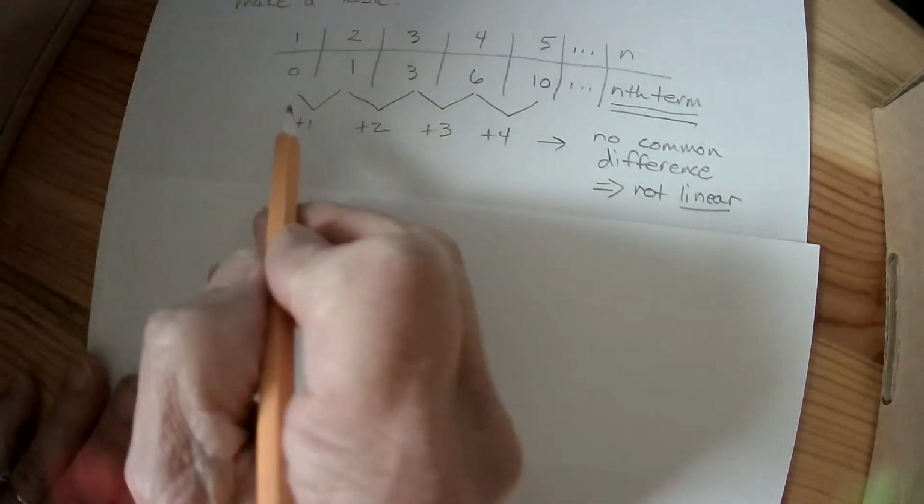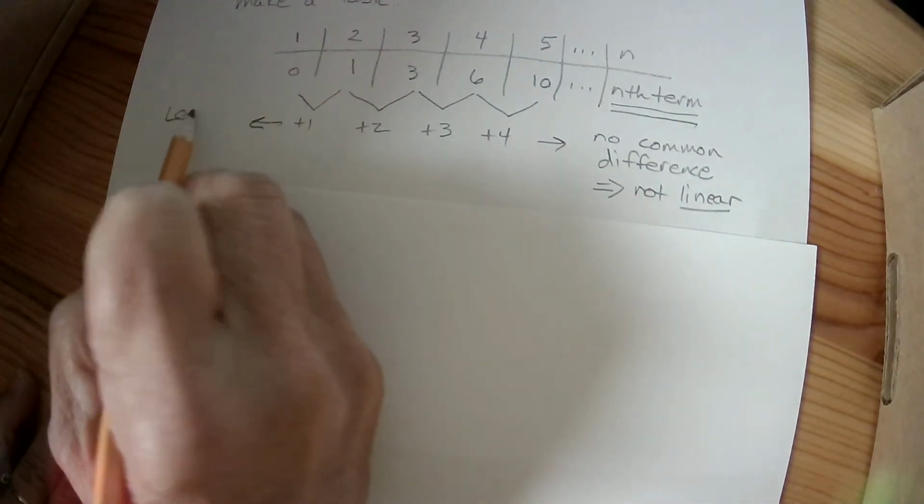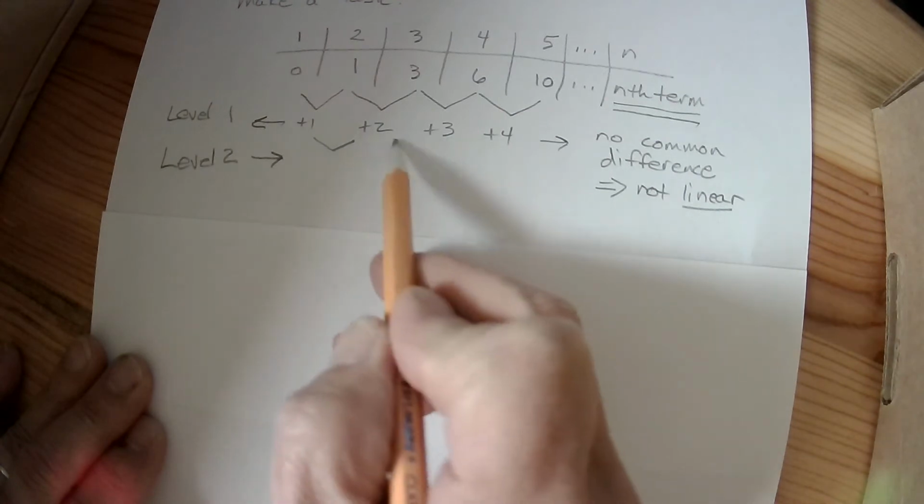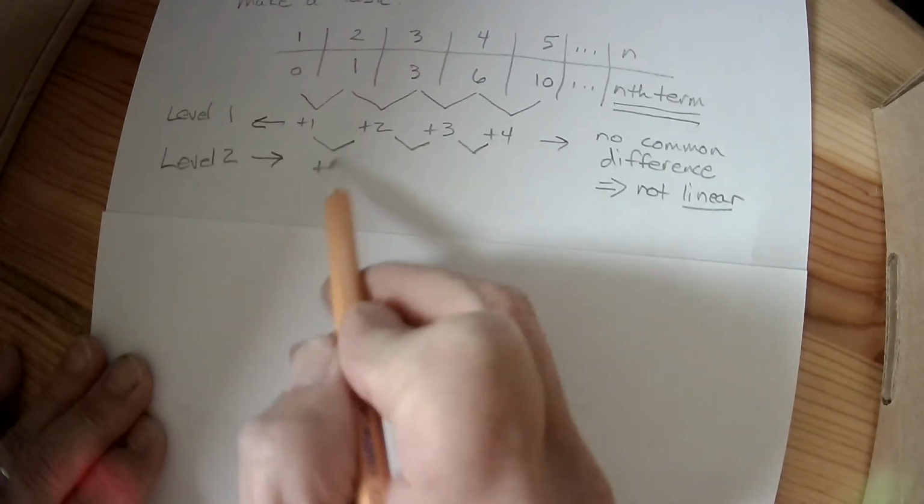Okay, so what do we do now? Well, I call these level 1 differences. If the level 1 differences are not the same, I look for the next level. So now I want to look at level 2 differences, the differences between these outputs. And you can clearly see that those are the same. Because this is a level 2 difference, I know that this is a quadratic function, meaning that somewhere in my formula n is going to be squared.